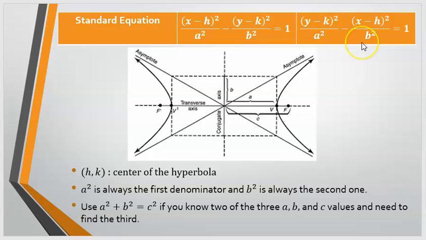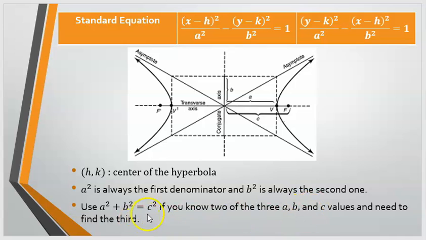And we do not have the rule that we had last time where A is always bigger than B. That's true for an ellipse, but it is not true for a hyperbola. So you have to be a little bit more careful about the order you write the fractions and where you put the A, B, and C values in this case. HK is still the coordinate for the center. As I said, A squared will always be your first denominator, not necessarily the bigger one. And then again, this is reiterating the formula for finding C.